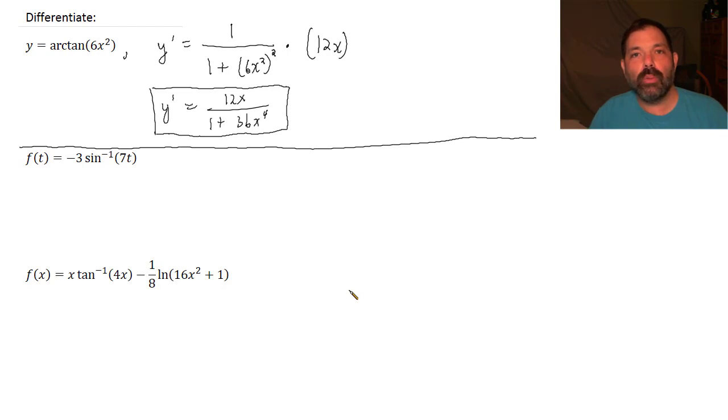Alright, why don't you take a few moments, pause the video, and try these other exercises. And here's a hint. If you do this second one, this f of x equals this strange looking expression, if you do that second one correctly, something really nice happens. So again, this would be a good time to pause.